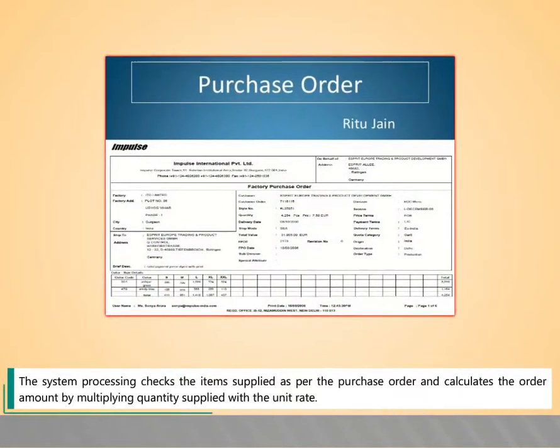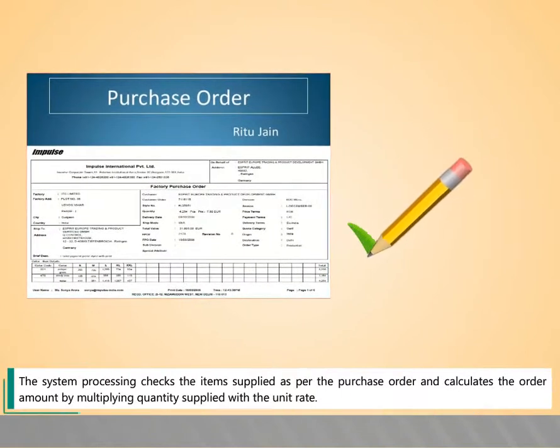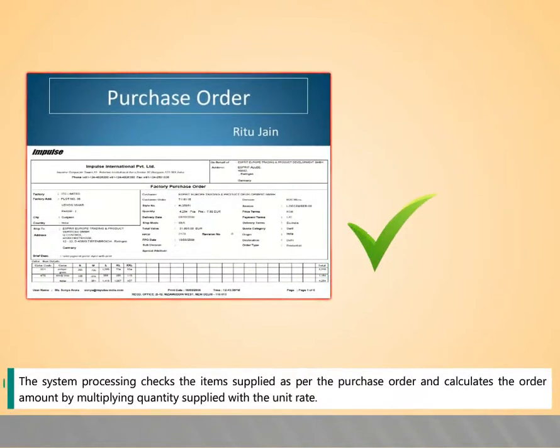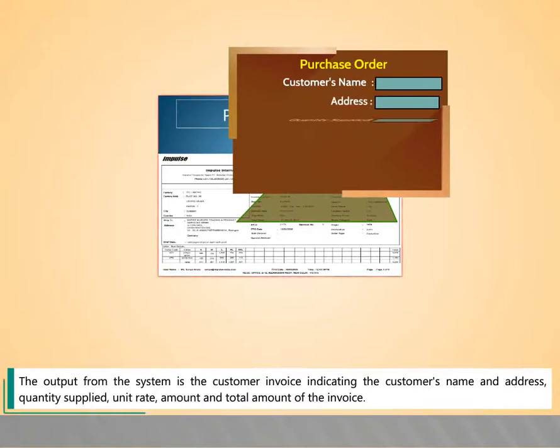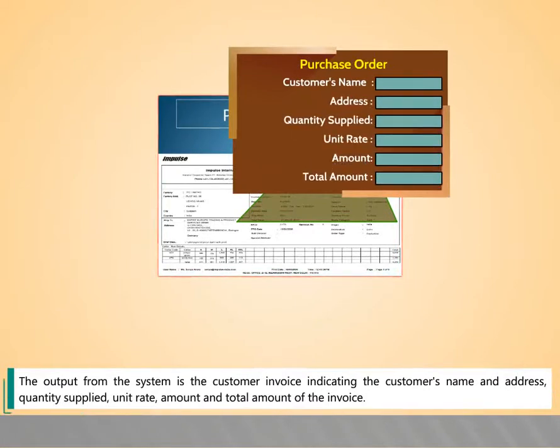The system processing checks the items supplied as per the purchase order and calculates the order amount by multiplying quantity supplied with the unit rate. The output from the system is the customer invoice indicating the customer's name and address, quantity supplied, unit rate, amount, and total amount of the invoice.